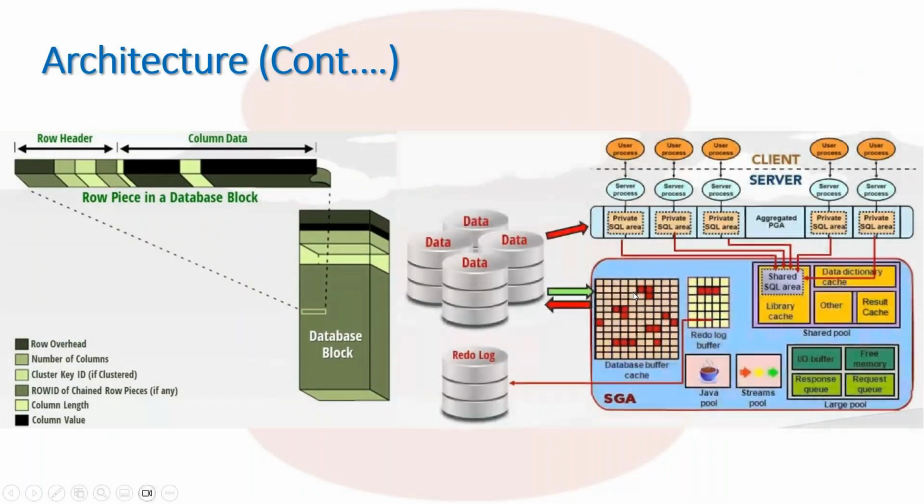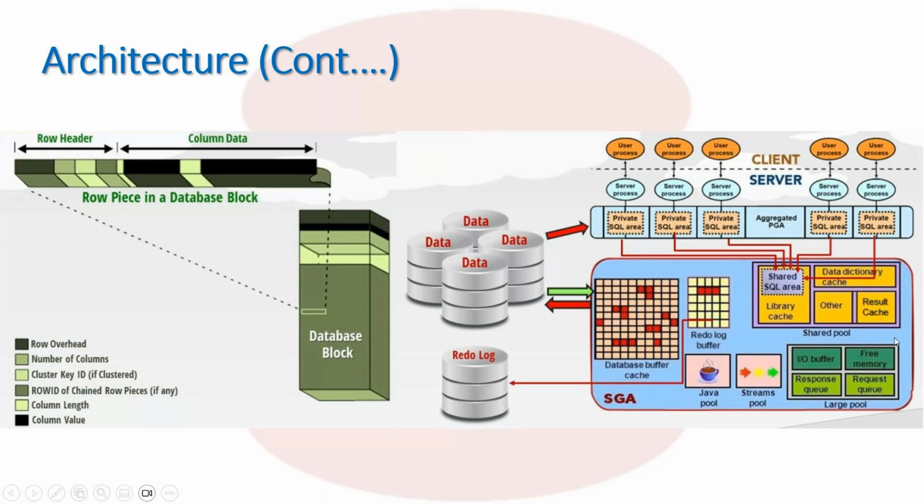you have multiple other components. So inside System Global Area, you have the library cache, your data dictionary cache, your result cache, which is called the shared pool altogether. Then you have something called a database buffer cache. Then you have the large pool. Then there are some Java pool, streams pool, which we will see what it is.